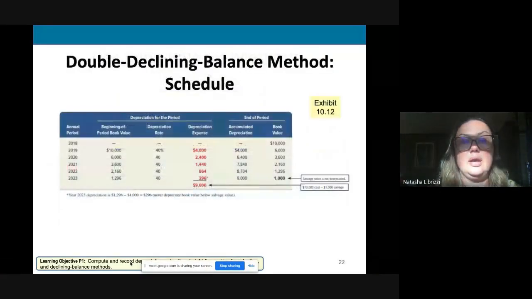So if you want to see this again, that's kind of in a PowerPoint format, the same concept, and this is your book value as we're moving along. All right. So make sure you stop and practice this, or maybe redo this one on your own to make sure you understand all the parts of this one.